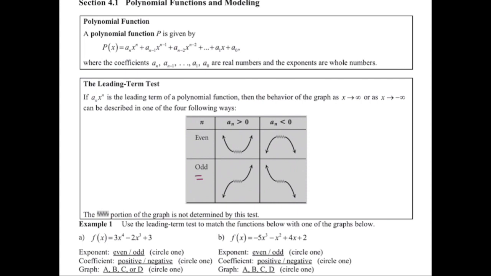Focus on polynomials and how we can model with them and different aspects that we can grab from our polynomials. It's important that our polynomials are written in descending order. We also want to point out that a couple of things happen. We want to make sure that our functions are continuous.